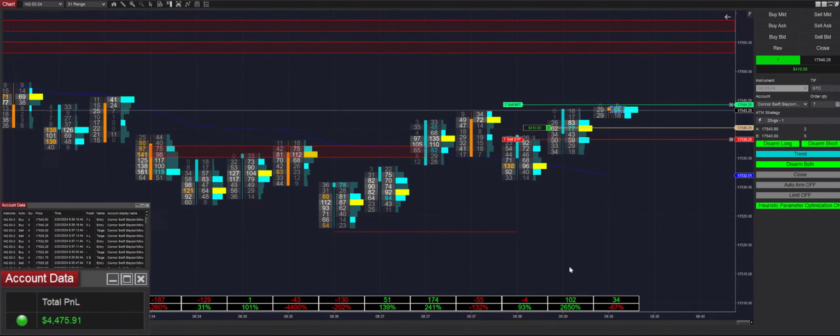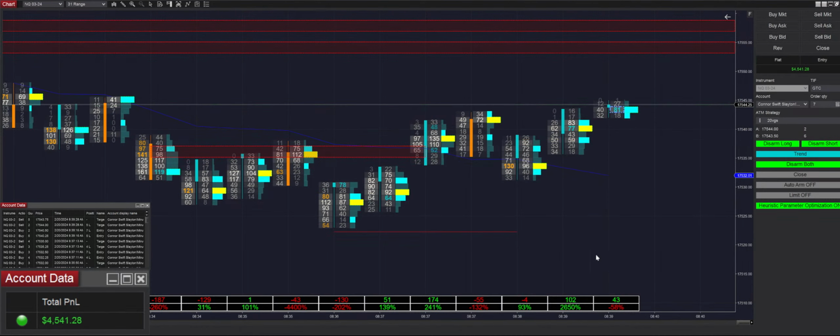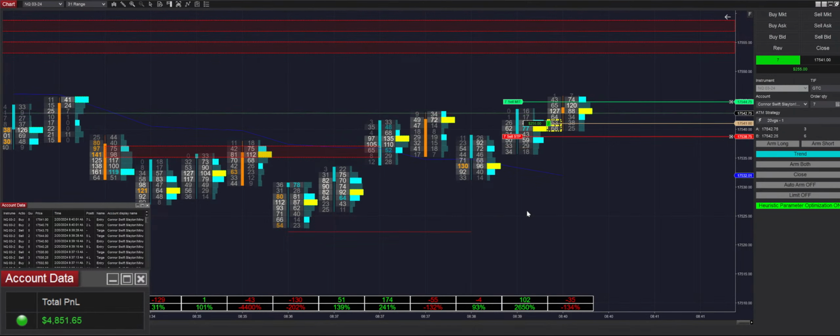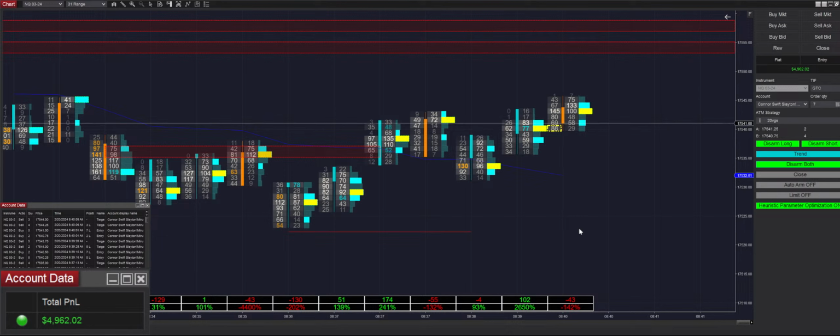Ended up getting filled into a long trade there. Ended up getting filled up to $4,541. Ended up getting filled there, up to 4,900 on the day.